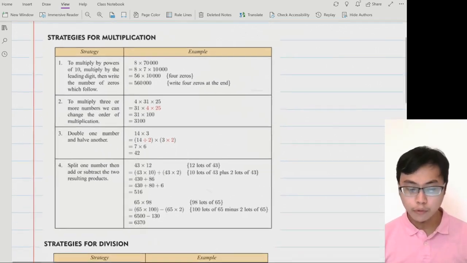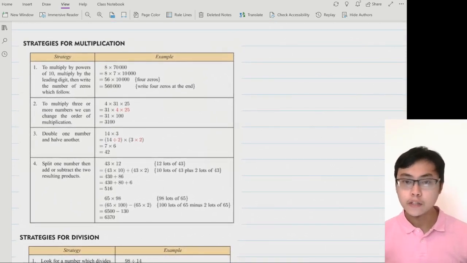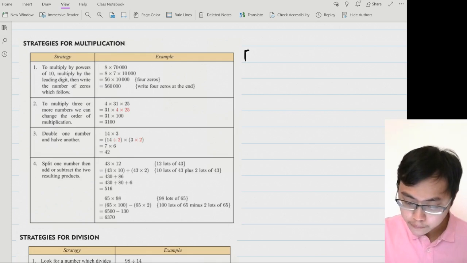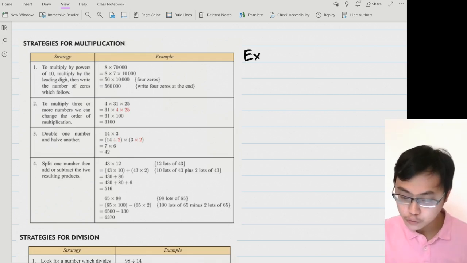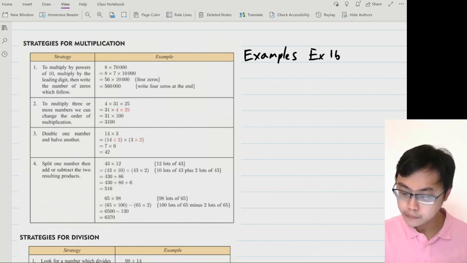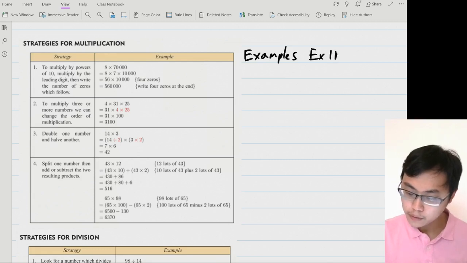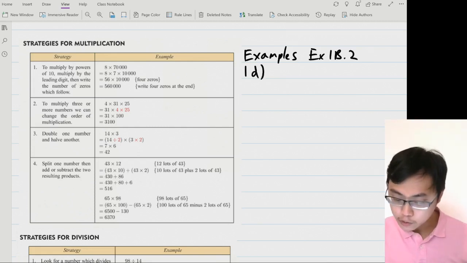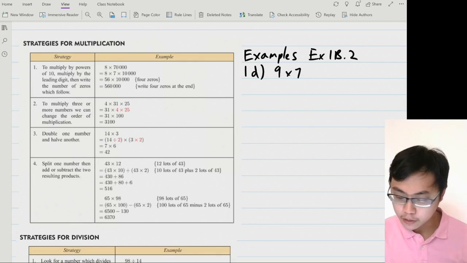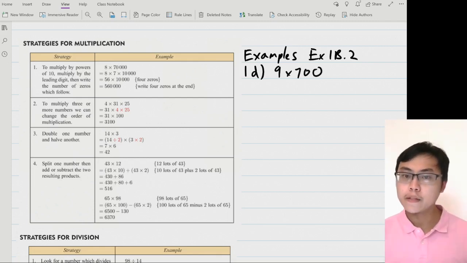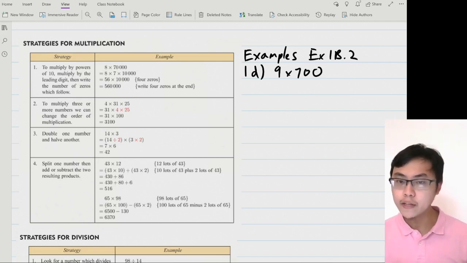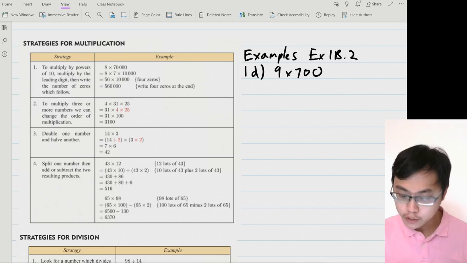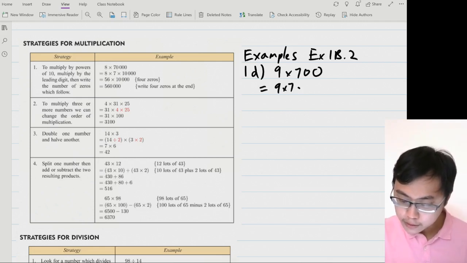Now, I'm not going to read through all of them. What I will do instead is go through two examples from the textbook, from exercise 1B.2, our class examples. First one, I'm going to take question 1D. That's going to be 9 times 700. This one seems quite straightforward. I'm going to do 9 times 7, and then change 700 into 7 times 100. So that'll be the same as 9 times 7 times 100.